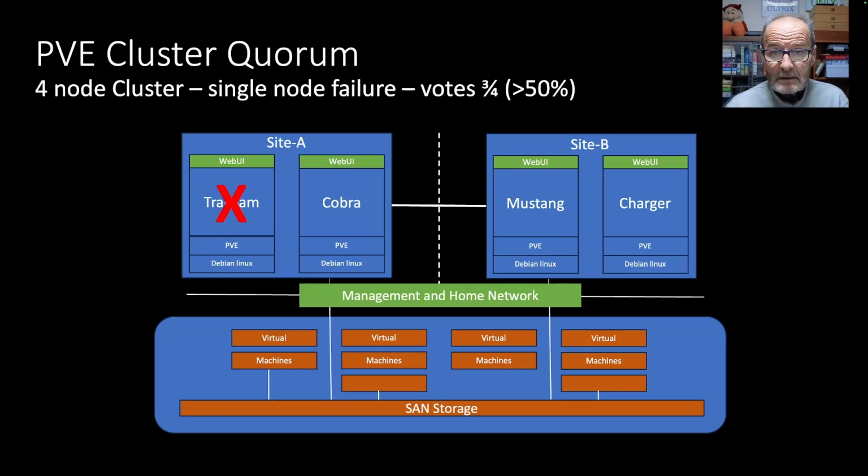Do bear in mind that for the virtual machines on Transam to be able to start on Cobra, for instance, which would probably be the ideal choice because that's site A and you chose those virtual machines to be there initially, then Cobra needs to be able to see the virtual disks of the virtual machines that were on Transam. So this does rely on shared storage, as discussed previously in previous sessions.